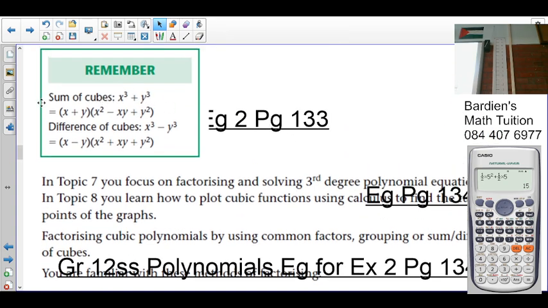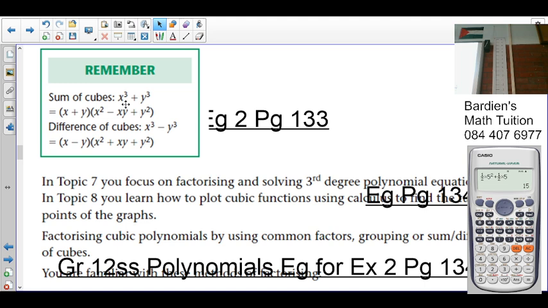So here we are just reminded that the sum of cubes, x cubed plus y cubed, can be factorized into x plus y multiplied by x squared minus xy plus y squared. And the difference of cubes, x cubed minus y cubed, can be factorized into x minus y multiplied by x squared plus xy plus y squared.